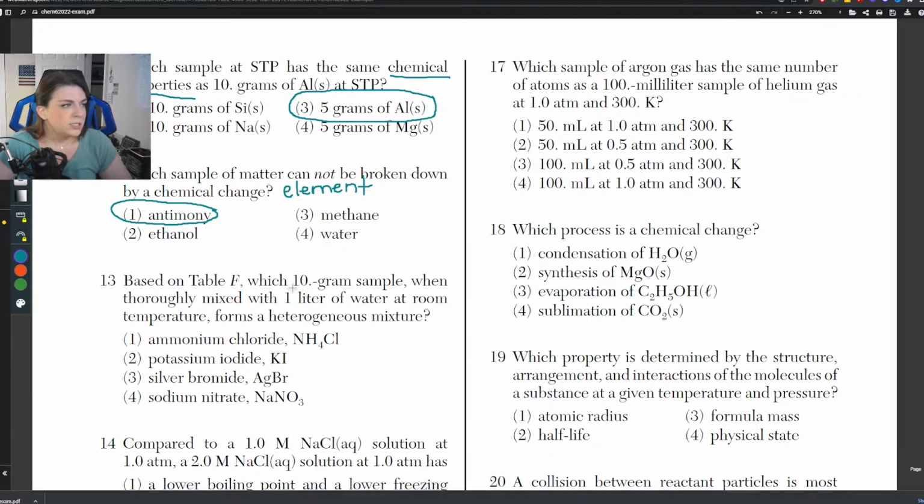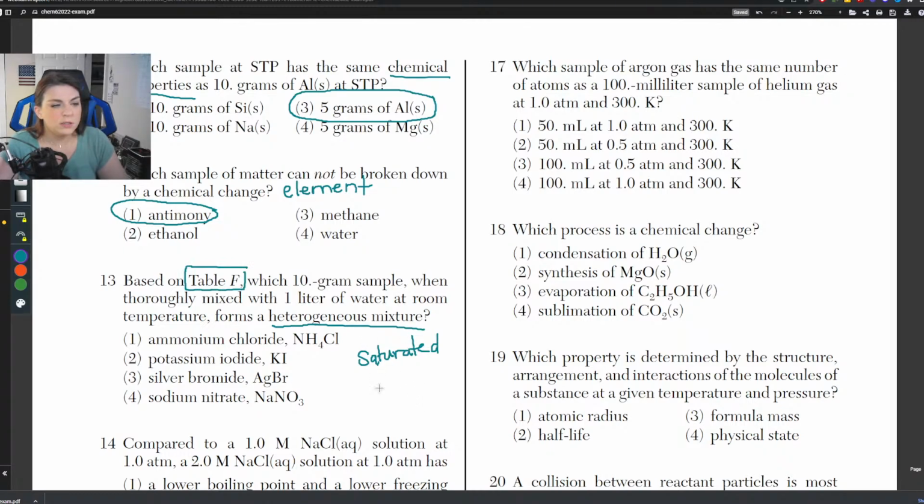All right, 13 is based on table F. Which 10-gram sample, when thoroughly mixed with 1 liter of water at room temperature, forms a heterogeneous mixture? Okay, this specifically means that you are looking for something that is saturated. And it's telling us specifically to look at table F.